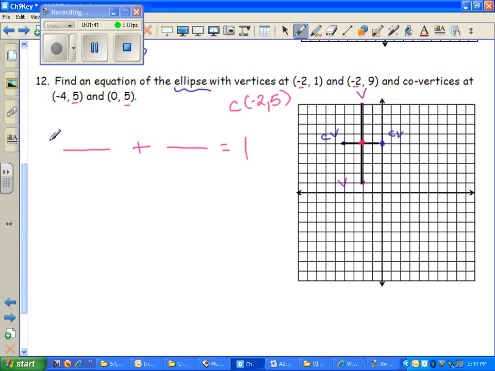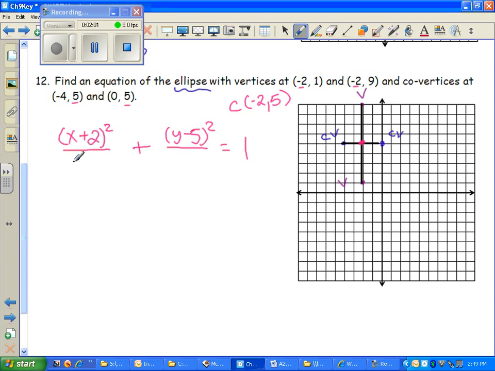On this one, for the ellipses, we always put the x's in the front. So I'm going to put x. Since it's centered at -2, I'm going to put +2 in parentheses squared. For the y's, I'm going to put y -5 in parentheses squared. And remember, that's because you always change the sign from the center when you're writing your equation there.